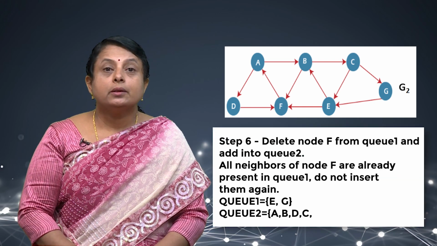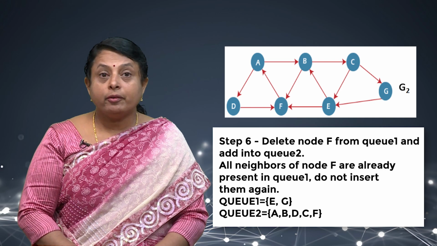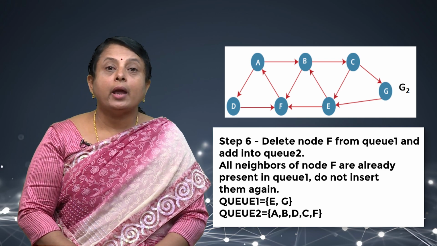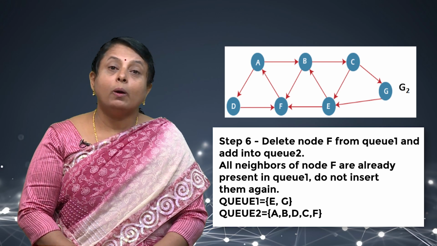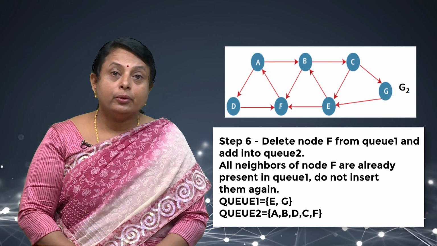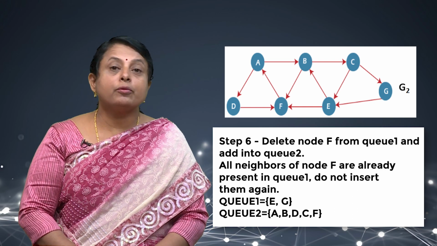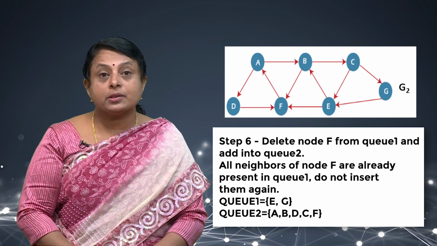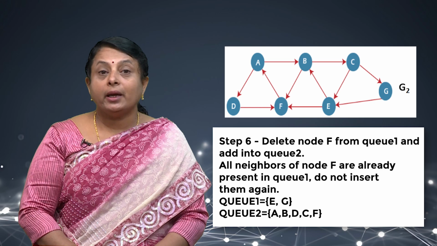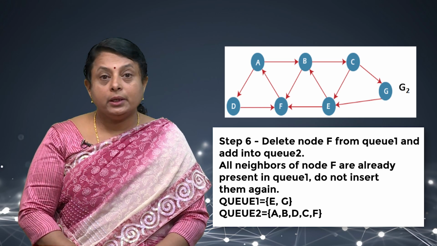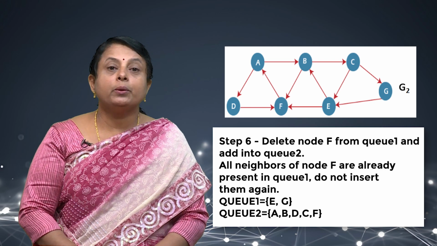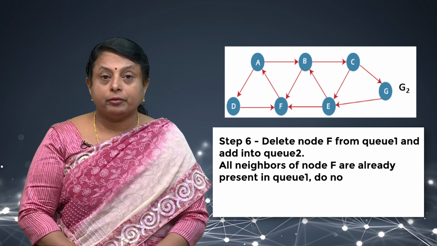Step 6. Delete node F from Q1 and add it to Q2. Insert all neighbors of node F into Q1. All neighbors of node F are already present, so do not insert them again into Q1. So, Q1 will be equal to E, G, and Q2 will be equal to A, B, D, C, F.